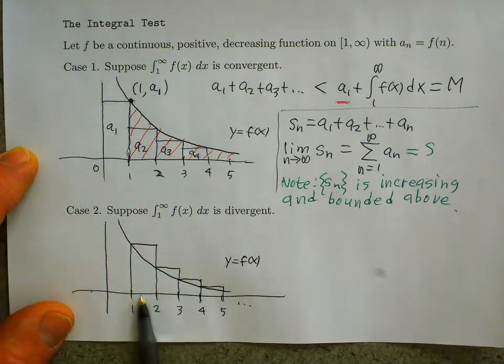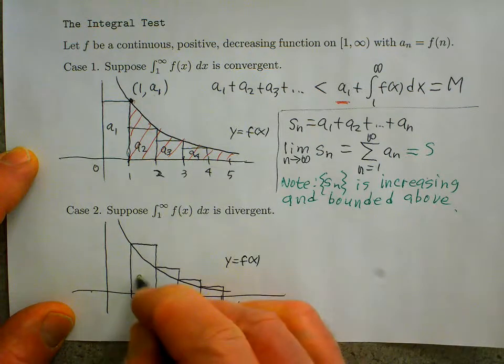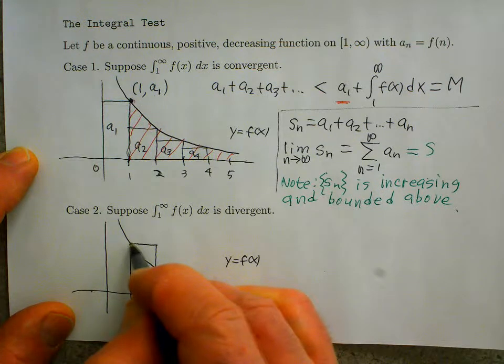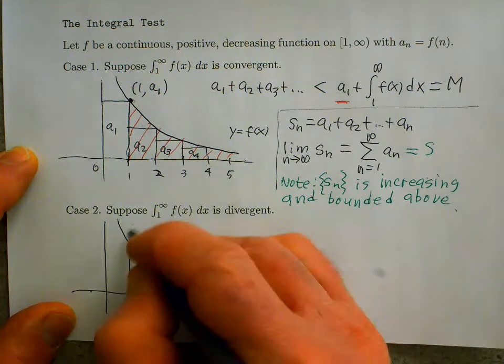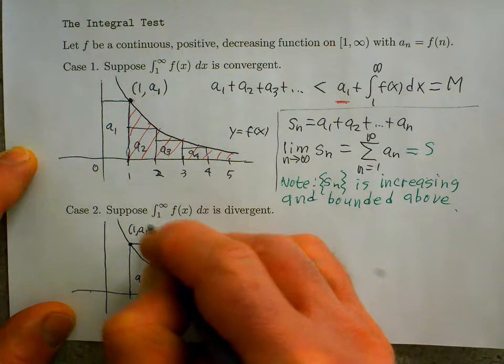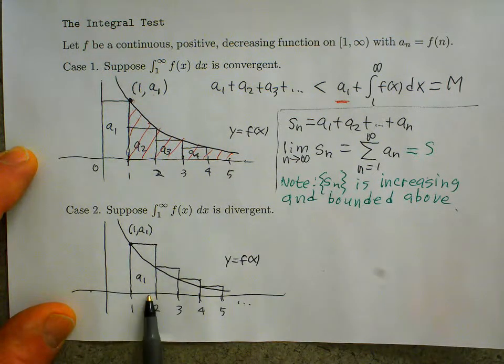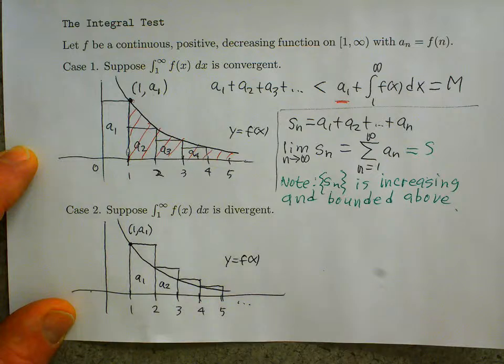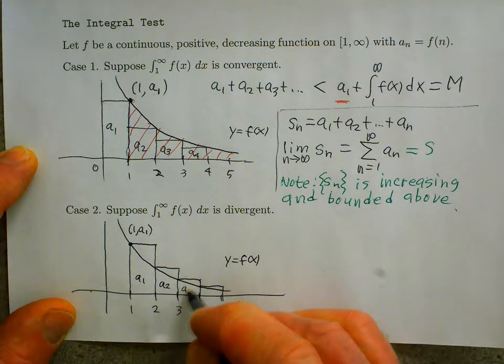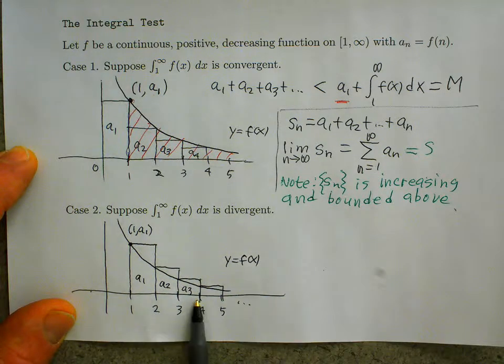Okay, so the area of this first rectangle is a sub 1. The height of the rectangle is f of 1 equals a sub 1. And since the base length is 1, the area of that first rectangle is a sub 1. The area of the second rectangle is a sub 2. The area of the third rectangle is a sub 3, and so on.